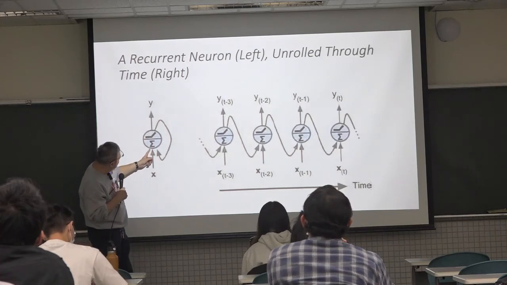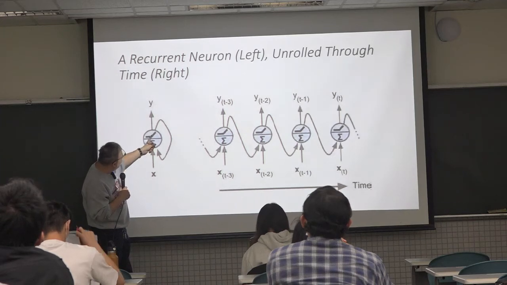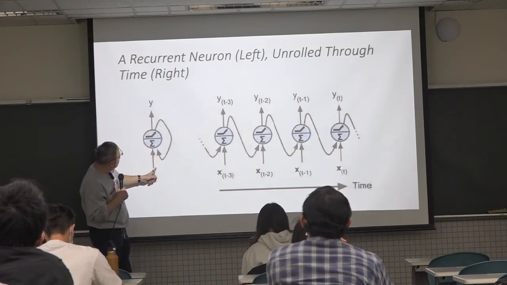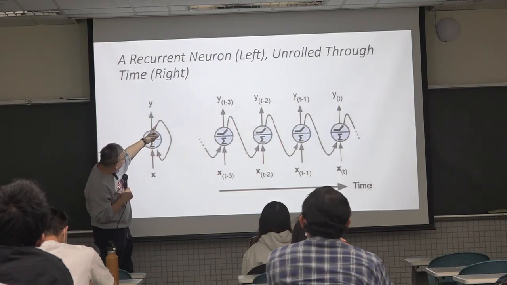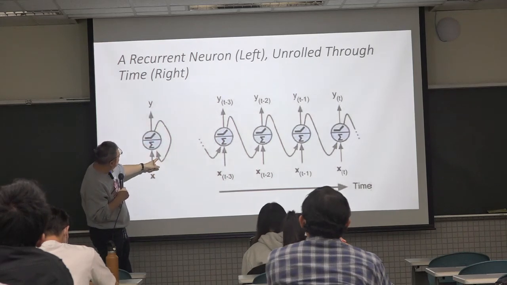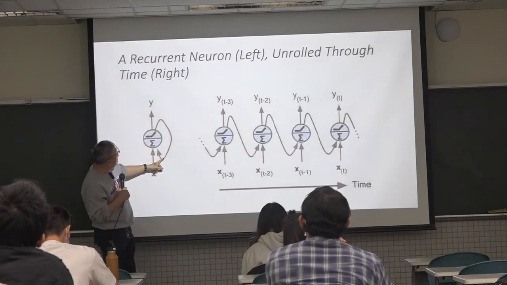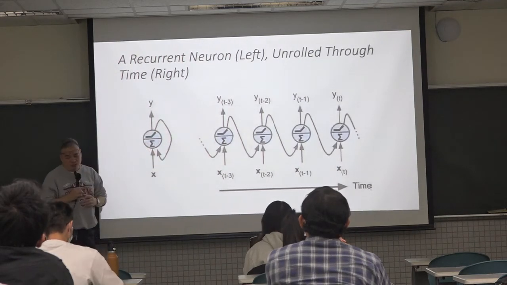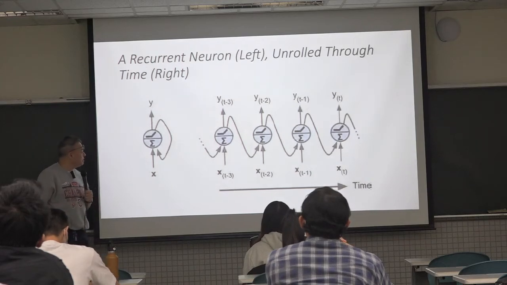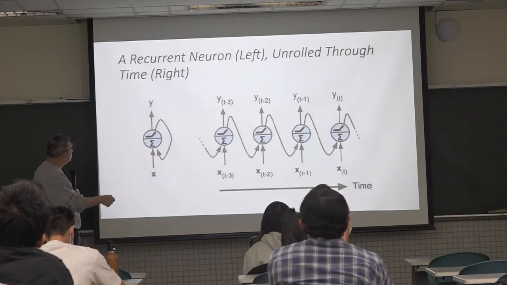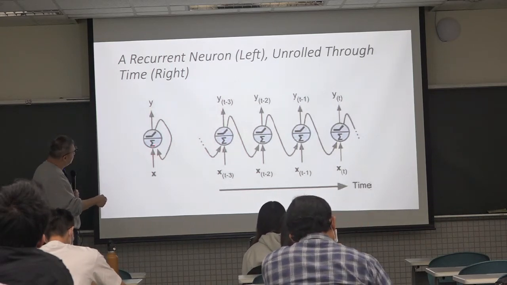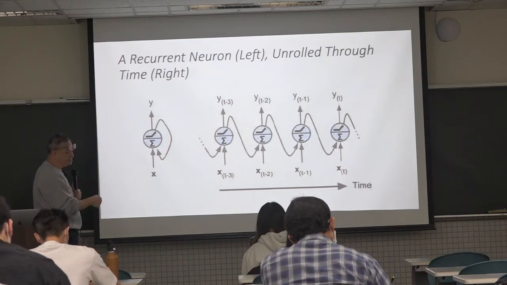Of course you can also take multiple inputs here, but the issue is that among its inputs, one of the inputs is from its previous output. This is something very special about the recurrent neuron. So this is the recurrent neuron architecture. If the input is X and output is Y, in the next step this Y will be part of the input for this neuron again.